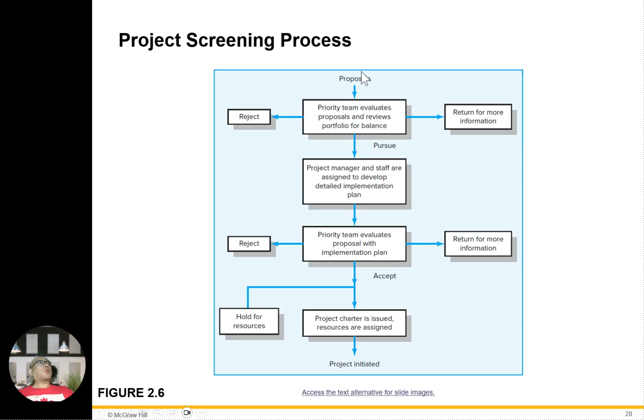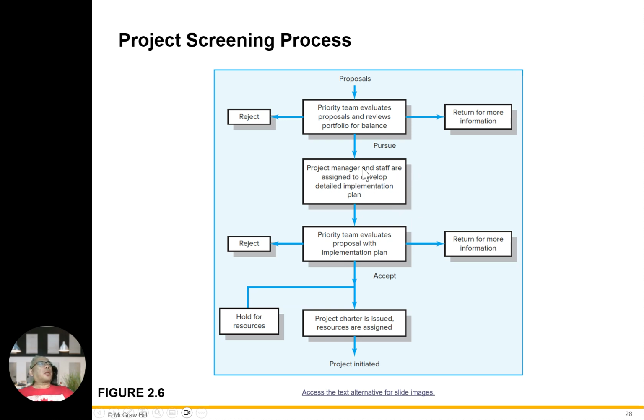There's another one, the project screening process, either reject or not. Proposal here. The priority team evaluates the proposal. If it is rejected, it goes a different way. Return for more information. Okay, pursue. If it is pursue, go all the way. Reject is go all the way. That's the project management staff who design the flow and implementation plan.